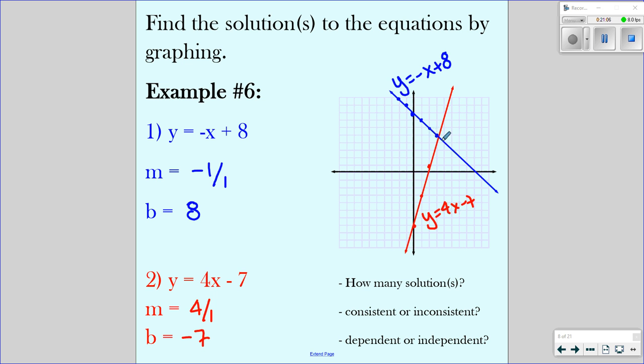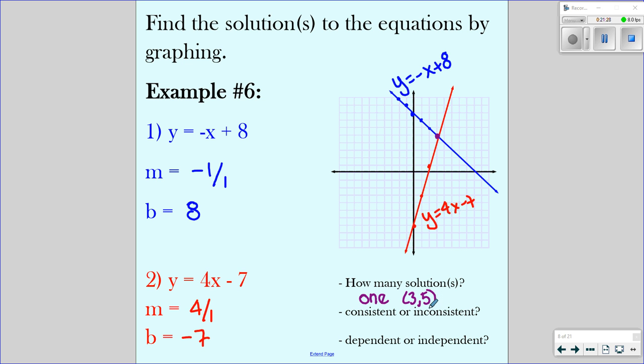So now let's find the point where they meet. It's right here. And then it says how many solutions? There's one, because they intersect at one point. And that solution, it doesn't tell you, but I'm just going to write it: 1, 2, 3, and 1, 2, 3, 4, 5. So it's (3, 5) where they meet.